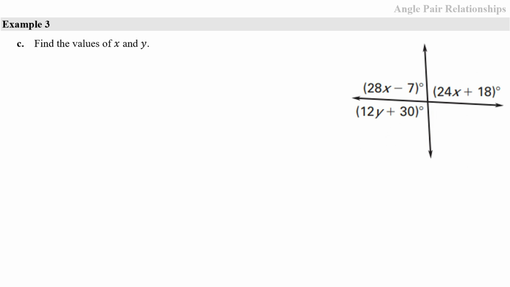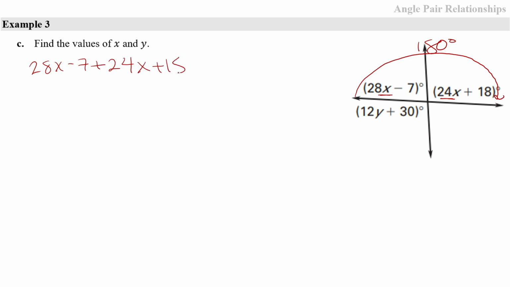Okay, and then for example number 3, same exact thing. Let's not look at the y for now. Let's look at this x angle and this other x angle. What do I know about those two angles? Well, they're not vertical, but they do add up to 180 because they make a straight line on the bottom. And this is half a circle, which is 180, and therefore I can say that 28x minus 7 plus the angle on the right, 24x plus 18, equals 180.